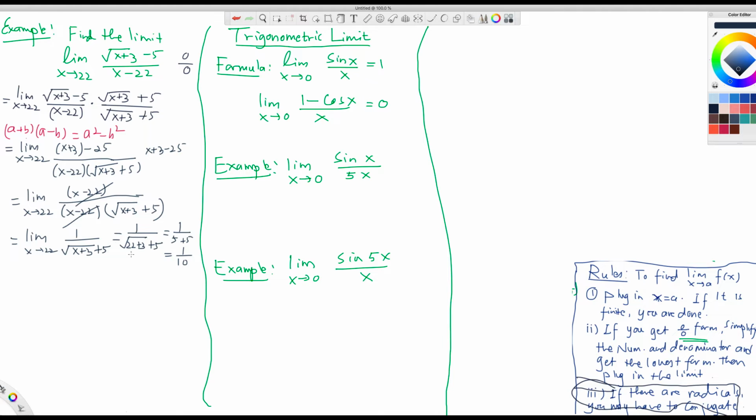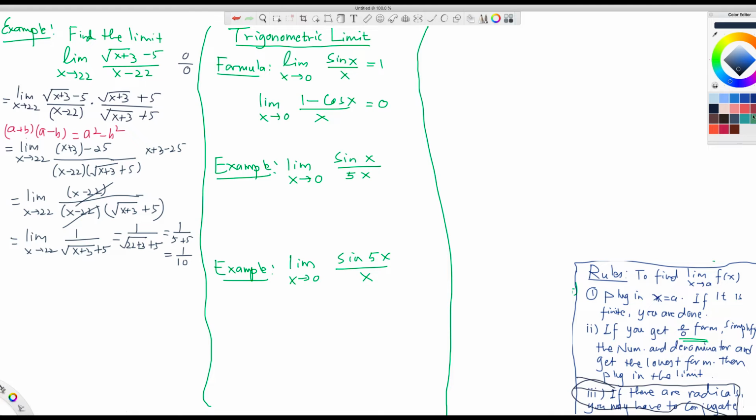You see that? So sometimes you may have to multiply by the conjugate of the numerator, or sometimes if the root is in the denominator, you would use the conjugate of the denominator. So that is another way of simplifying the rational function, by multiplication of the conjugate. So that will cancel that term that creates 0 by 0. Okay, so let me take one more example.